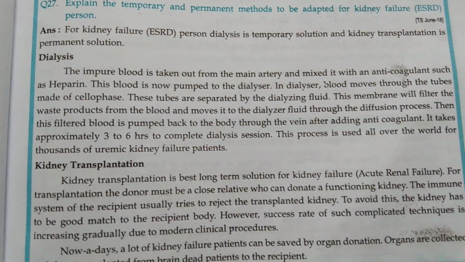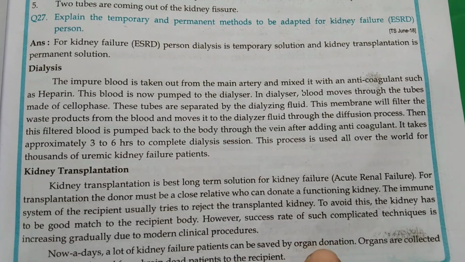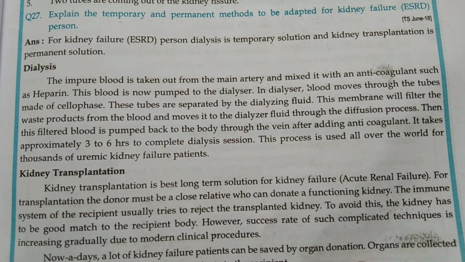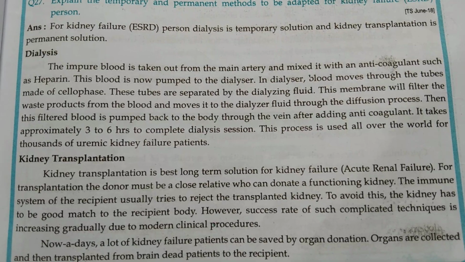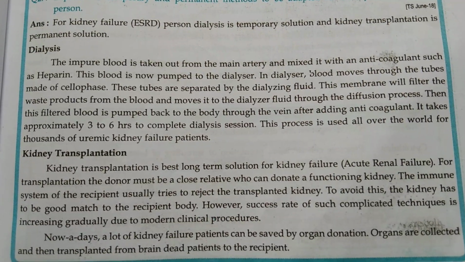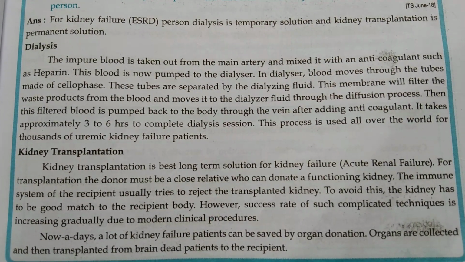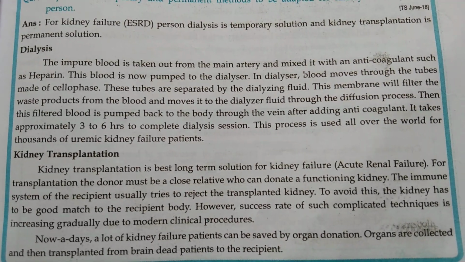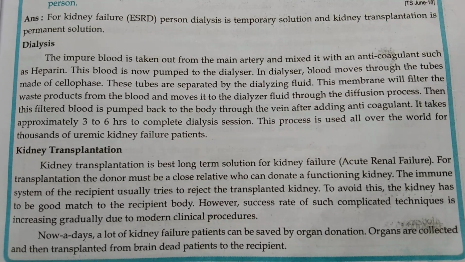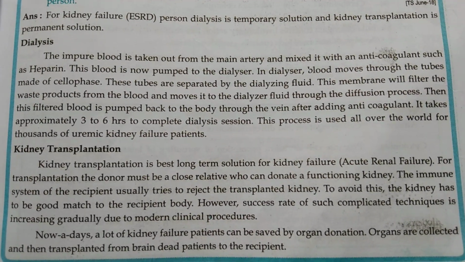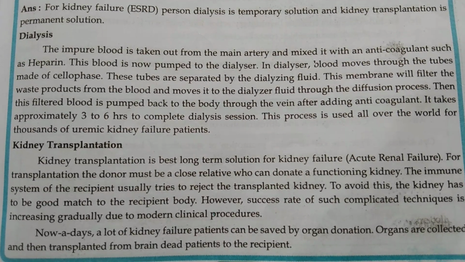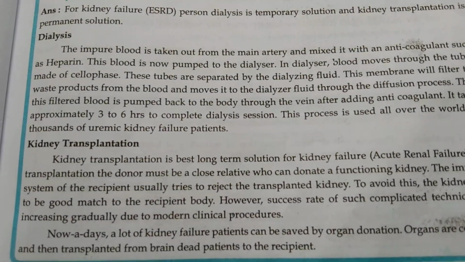Dialysis: the impure blood is taken out from the main artery and mixed with an anticoagulant such as heparin. This blood is now pumped to the dialyzer. In the dialyzer, blood moves through tubes made of cellophane. These tubes are separated by the dialysing fluid. This membrane filters the waste products from the blood and moves them to the dialysing fluid through the diffusion process. Then this filtered blood is pumped back to the body through the vein after adding anticoagulant. It takes approximately 3 to 6 hours to complete a dialysis session. This process is used all over the world for thousands of uremic kidney failure patients.